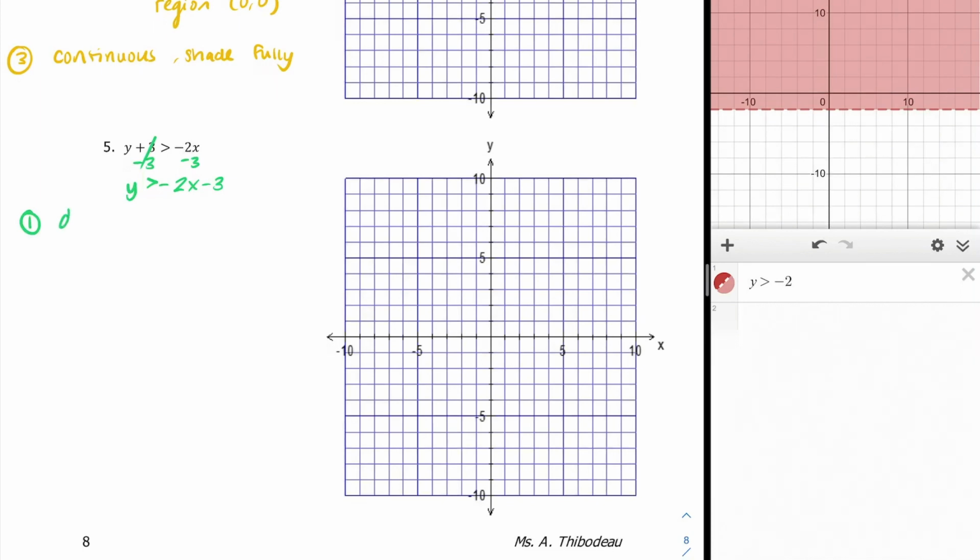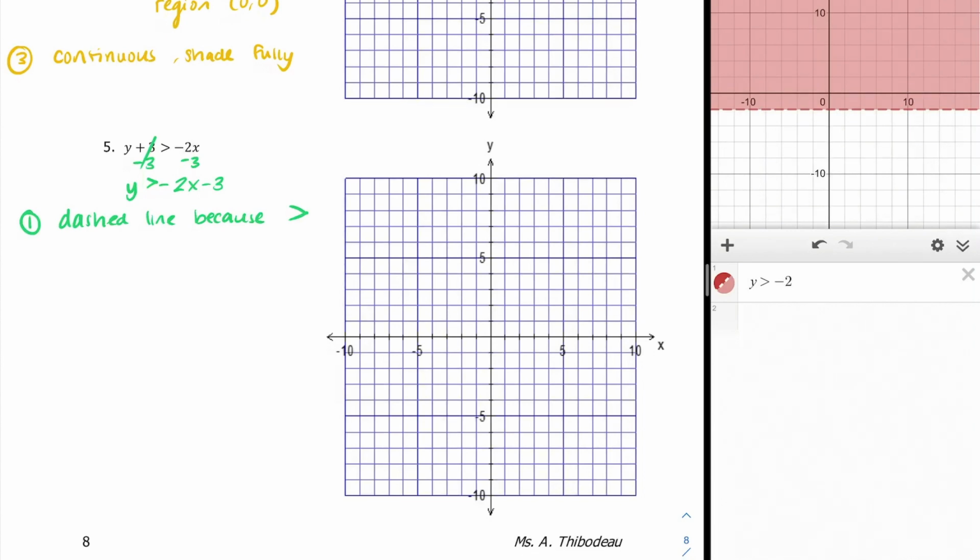So first of all, I look at my inequality and I notice that it doesn't have an equal portion at the bottom, which means we will have a dashed line because of that greater than symbol. Not greater than or equal to, just greater than.